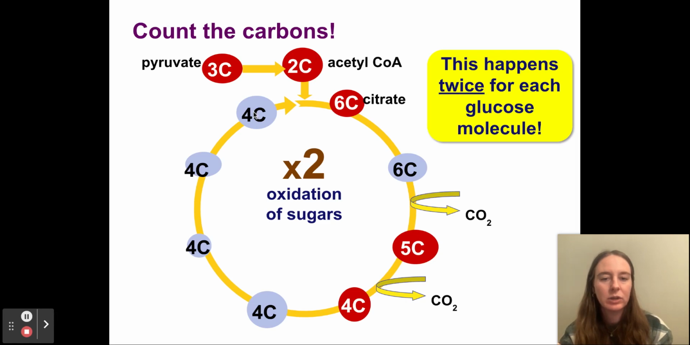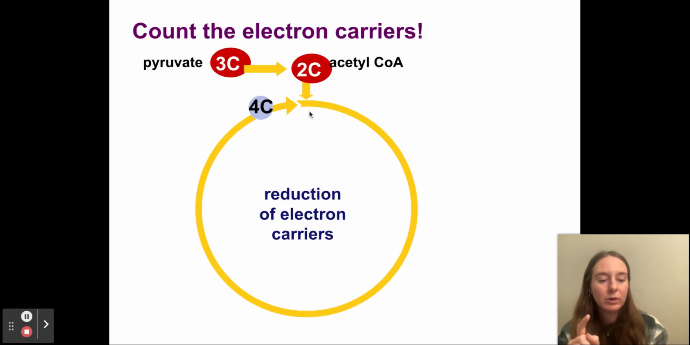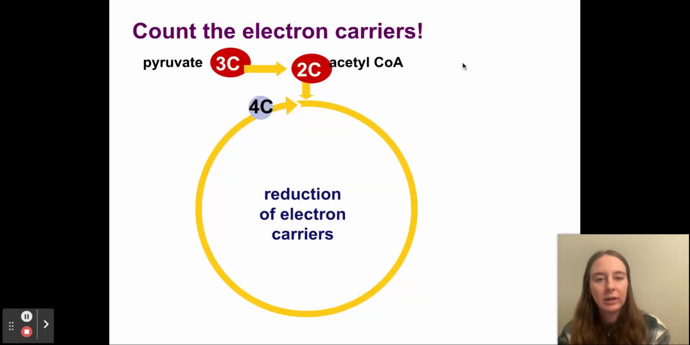So we're oxidizing sugar. Now, as all of this is happening, we are also reducing some energy carrying molecules. We are actually oxidizing these carbon skeletons. We're going to pull off some hydrogens from these and pass them to our energy carrying molecules, to our NADH and our FADH2. So let's look at our electron carriers now.